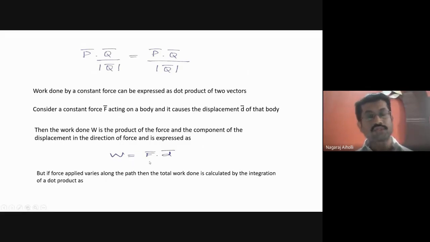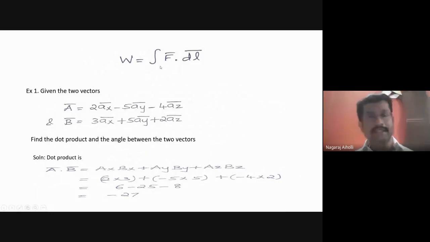If the force varies continuously, suppose for force F1 the displacement is d1, for F2 the displacement is d2, for F3 the displacement is d3. Then we have to take the integration. That is, work done W is equal to F1 dot d1 plus F2 dot d2 plus F3 dot d3, like that. Hence, the total work done is calculated by the integral of F dot dl, force into displacement.